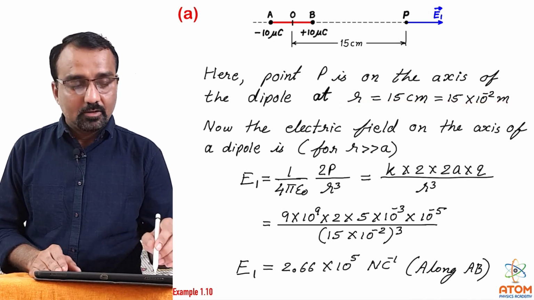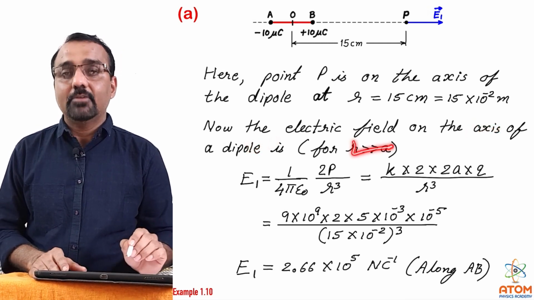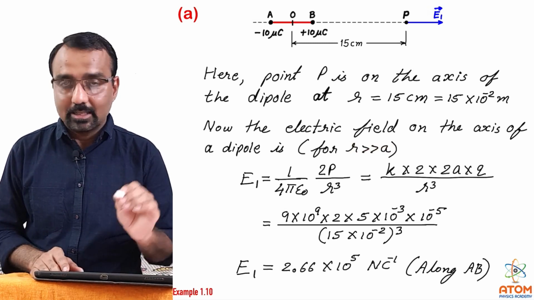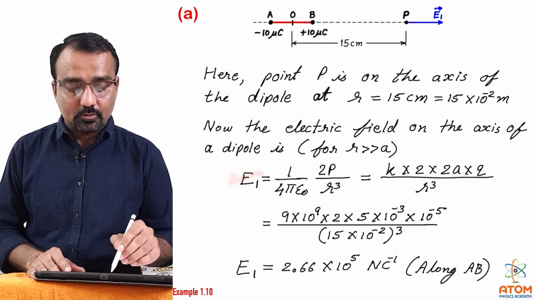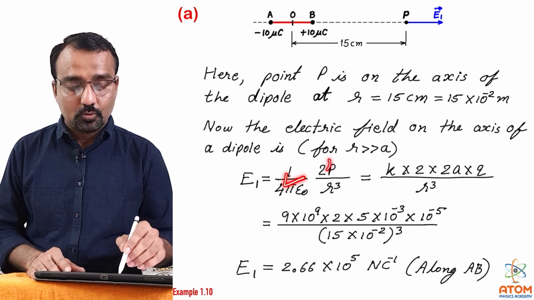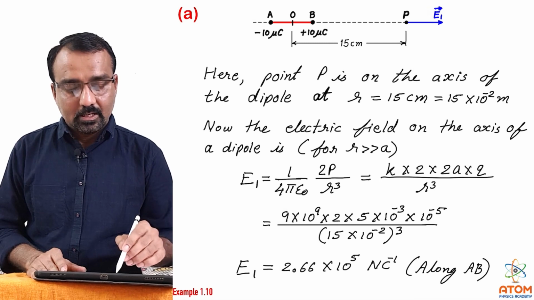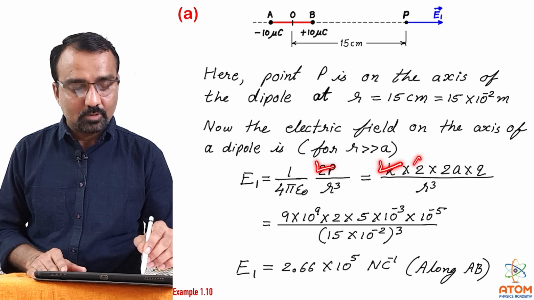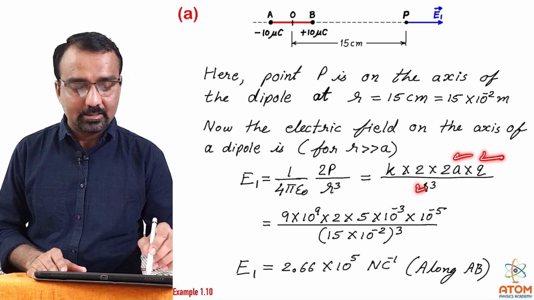Now for the electric field on the axis of a dipole, when the distance r is very much greater than a, we know the equation: E1 is equal to 1 upon 4 pi epsilon 0 into 2p upon r cube. This is the magnitude form only. Here 1 upon 4 pi epsilon 0 can be written as K, this is 2 again, and p is the dipole moment, so you can put 2a into Q, and here is r cube.